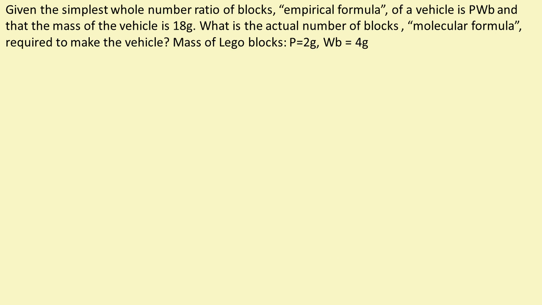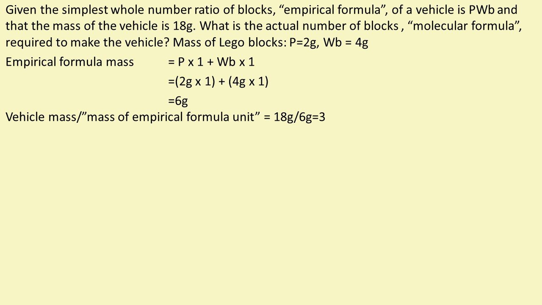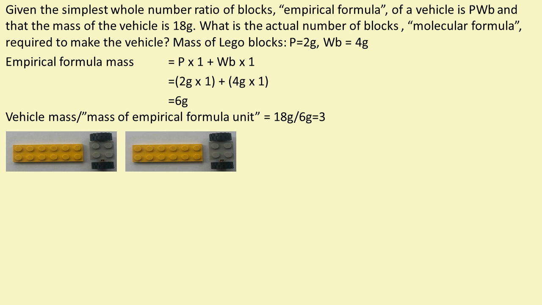Given the simplest whole number ratio of blocks of a vehicle is PWB, and that the mass of a vehicle is 18 grams, what is the actual number of blocks required to make the vehicle? This question is a continuation of the last question. We can work out the mass of a basic unit of 1 plate block and 1 wheel block, giving us a total mass of 6 grams. The mass of a plate block, 2 grams, plus the mass of a wheel block, 4 grams, giving us a total mass of 6 grams. If we divide the total vehicle mass by the mass of our empirical formula unit, we find it is made of 3 lots of the wheel block plus plate block.